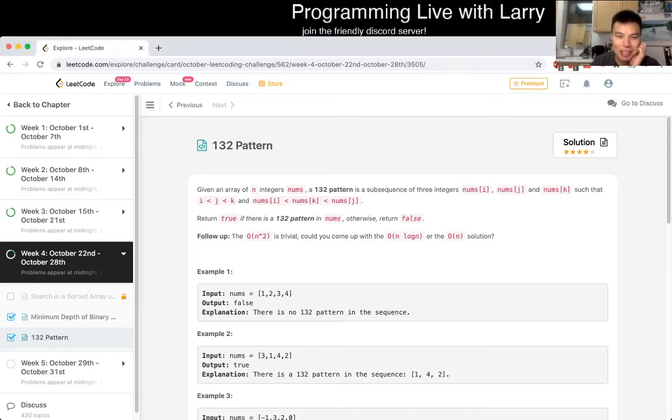This is me going over 132 pattern, the recent Leetcode daily challenge. It's a little bit late because I accidentally deleted the video without uploading it. So anyway, I'm going to just do the explanation and go through my thought process as I was solving it, though it's not going to be one-to-one.